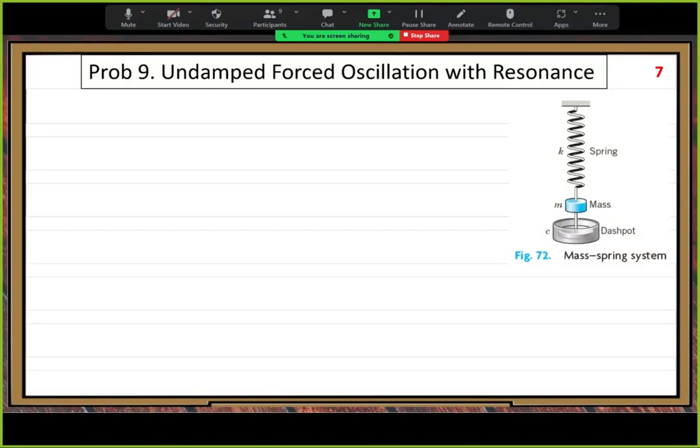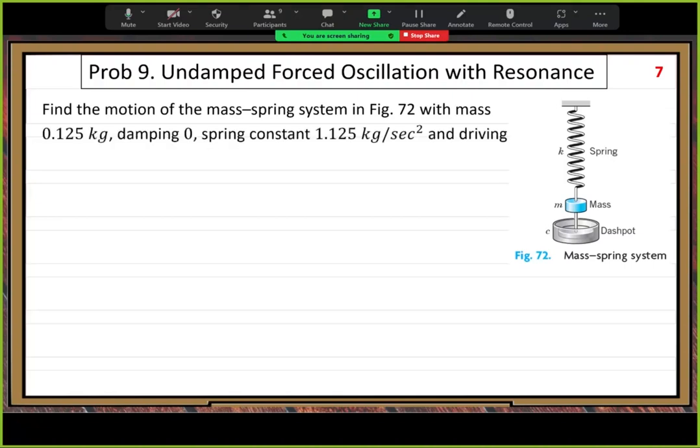This system, we saw it before. Find the motion of the mass-spring system in the figure with mass equal to 0.125 kilogram, damping 0, so damping force 0, spring constant 1.125 kg per second squared, and the driving force cosine t minus 4 sine t. The unit is Newton, the force unit.